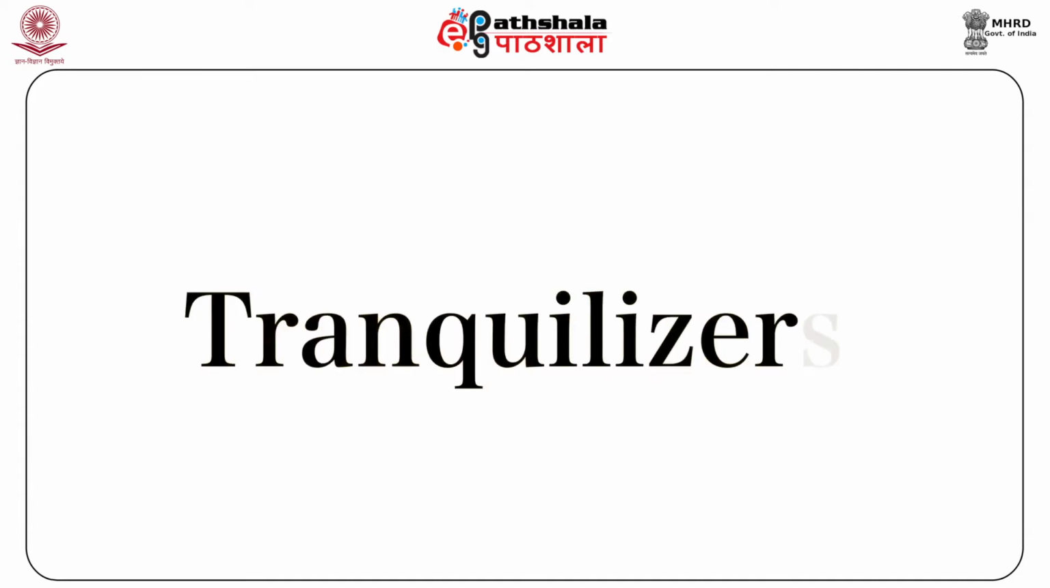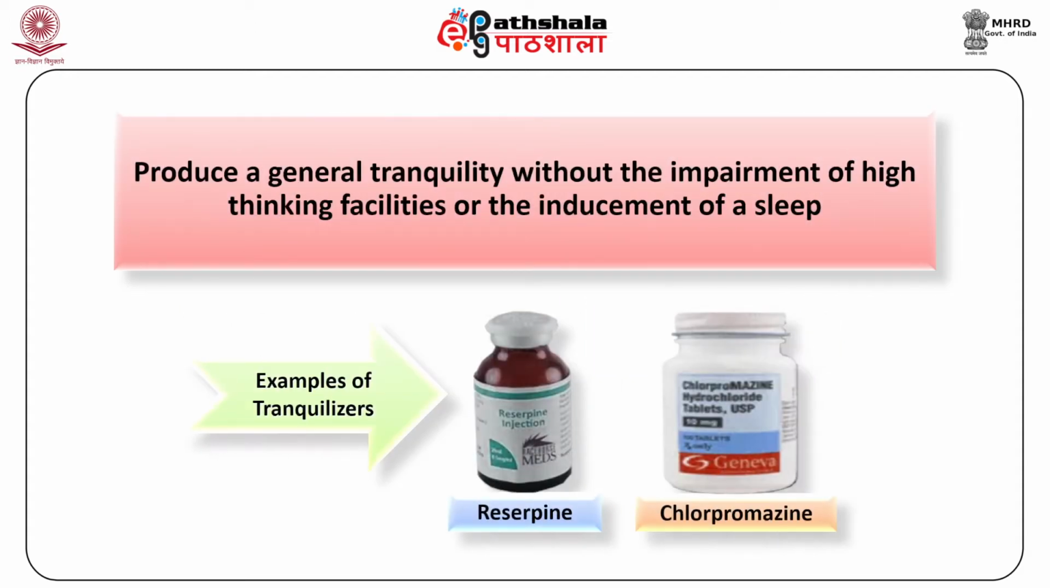The fourth category is that of tranquilizers. The tranquilizers are the drugs that produce a general tranquility without impairment of high thinking faculties or the inducement of sleep. To reduce tension and anxiety of mental patients, tranquilizers like risperidone and chlorpromazine are used.